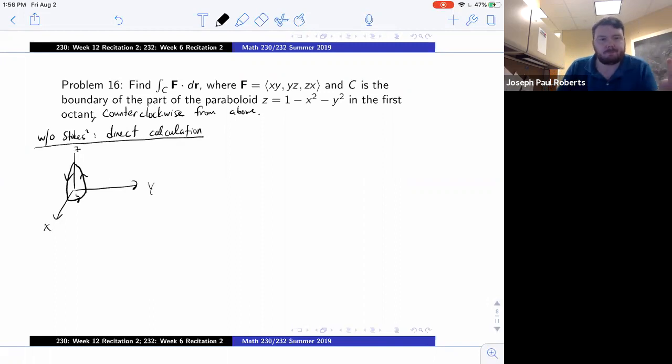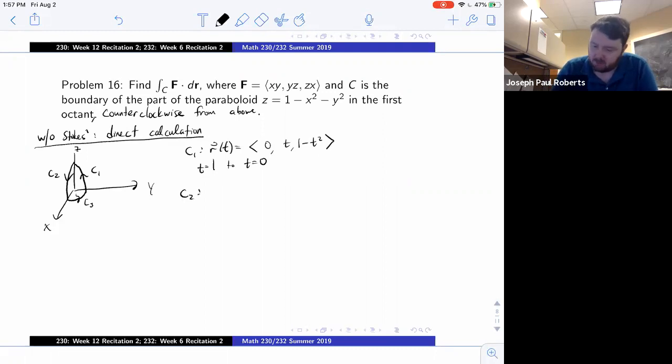So the boundary consists of 3 pieces. So for a direct calculation, I'd have to do C1, C2, C3. And C1 is basically part of a parabola in the YZ plane where x is 0. So I'd have to do r of t is, well, x is 0 this whole time. Let's let y be t, and then z is going to be 1 minus t squared, and this is going to be from t equals 1 to t equals 0 to make it go in the correct direction.